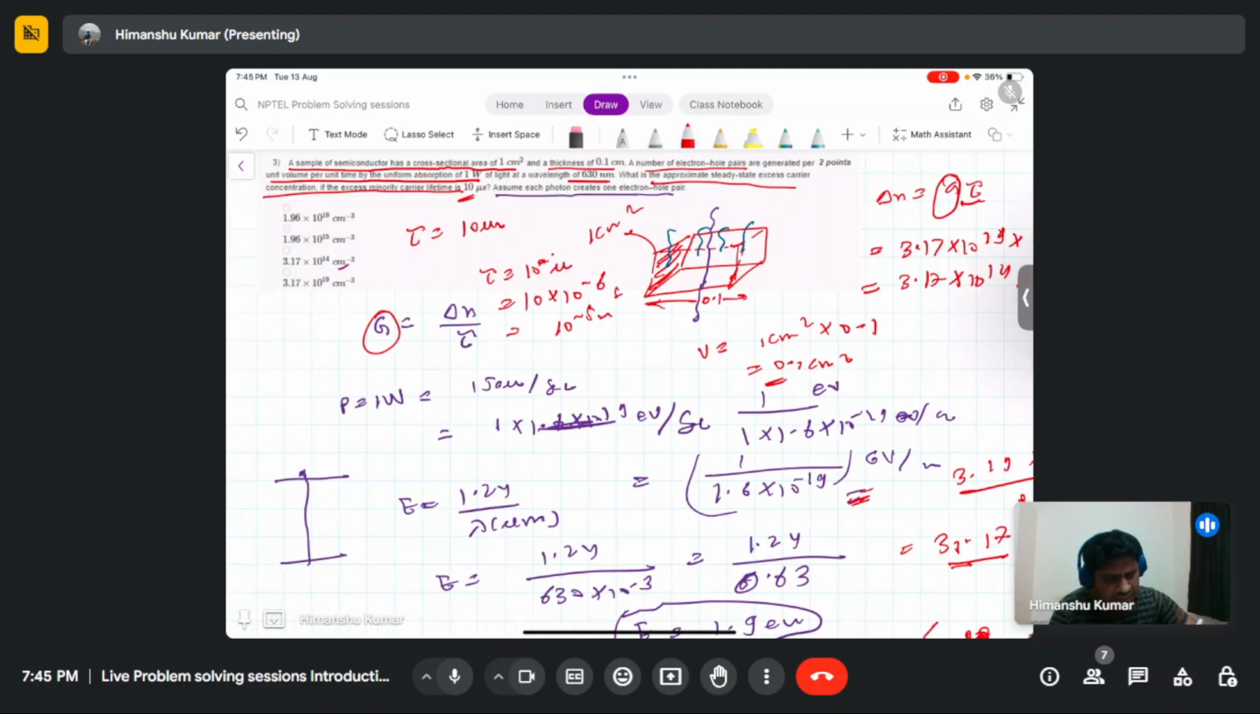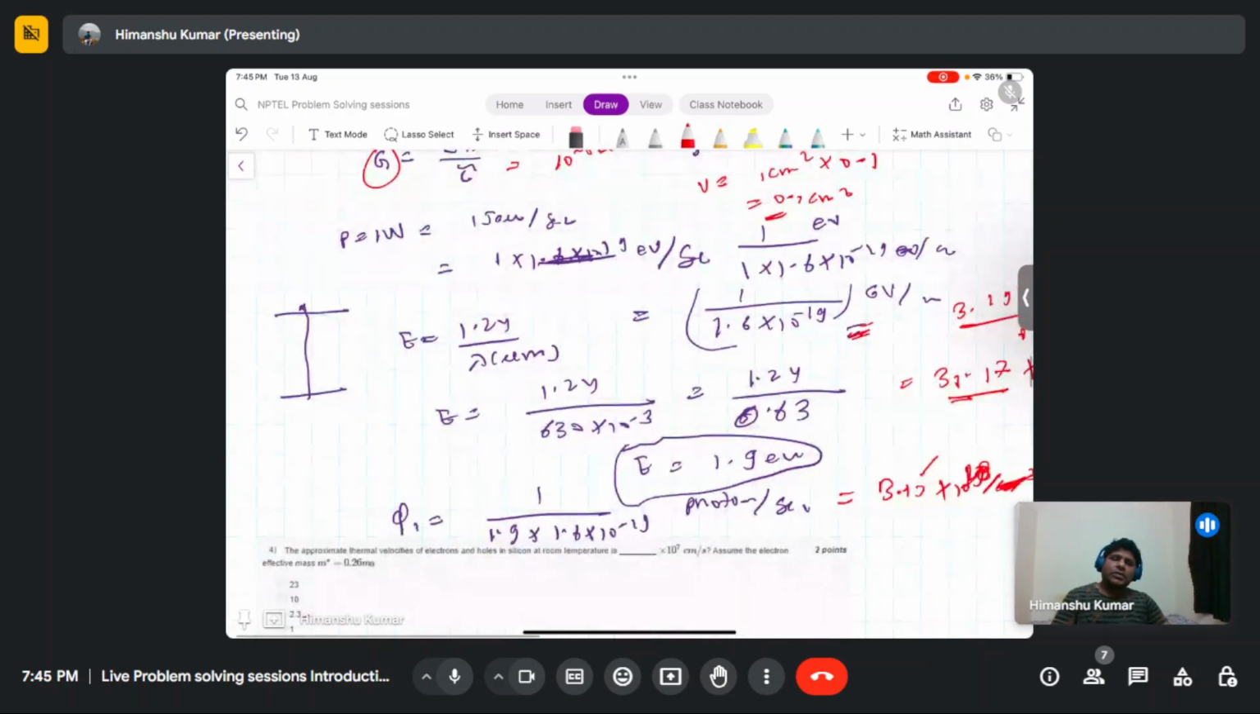So the correct answer is the third one. Is that clear? If you have any doubt, I will pause for some time, and if there is no doubt, then I will carry forward.